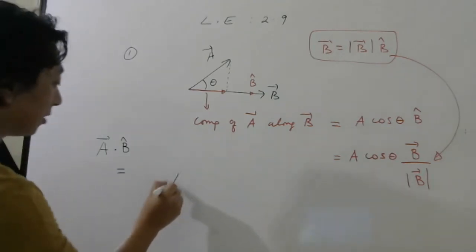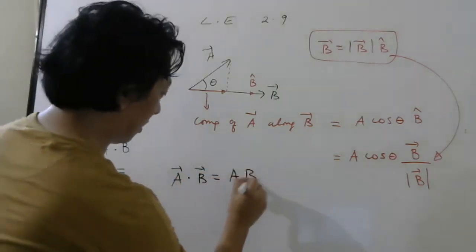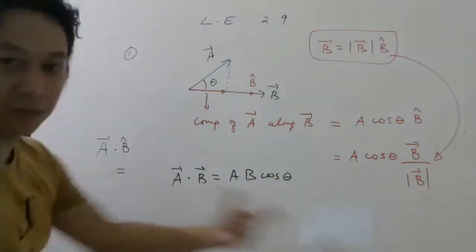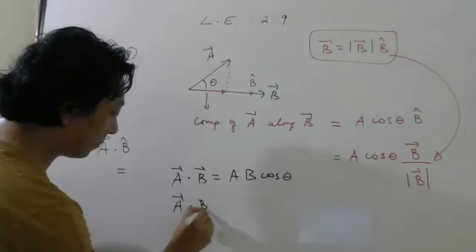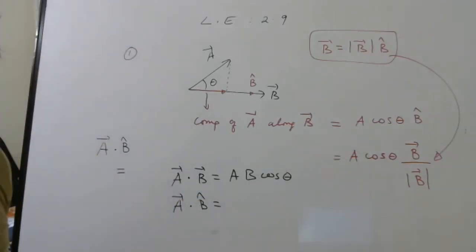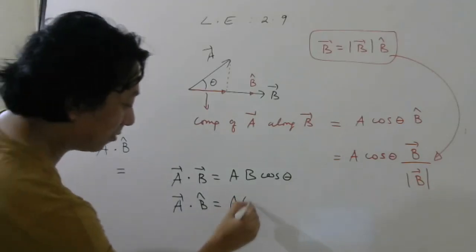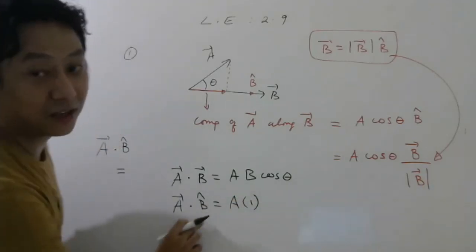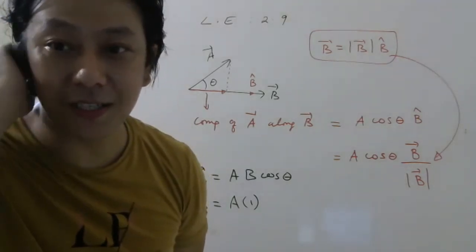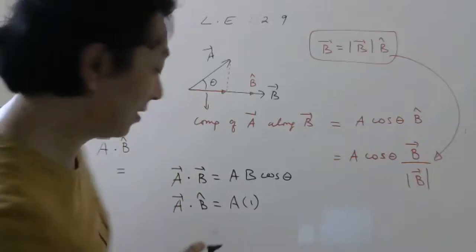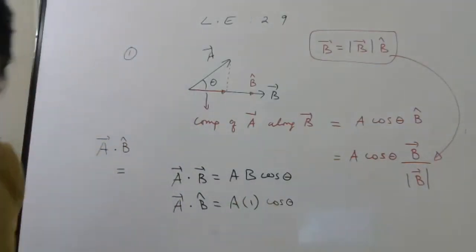If it was A bar dot B bar, yes, then I know, AB cos theta. I only taught you. This one we all know. But I am asking a separate question: A bar dot B cap. It will be A times the magnitude of B cap. What is the magnitude of B cap? 1, because it is a unit vector. Unit vector's definition you have to remember: a unit vector is a vector whose magnitude is 1. So A times 1 times cos theta. So it will be A cos theta.